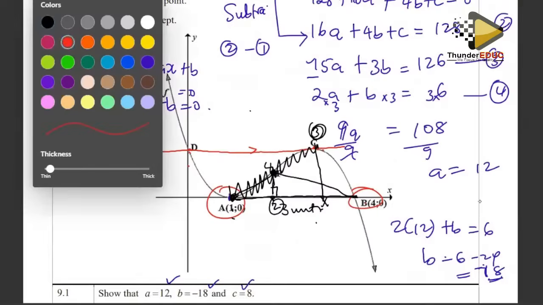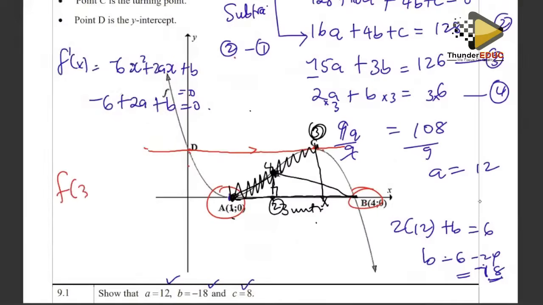So I just need to, again, substitute f of 3, okay? And then my y value in that case is going to be something weird, which is 8. Okay, so 3 and 8 will become my values for this turning point. 1 and 0 will be that.